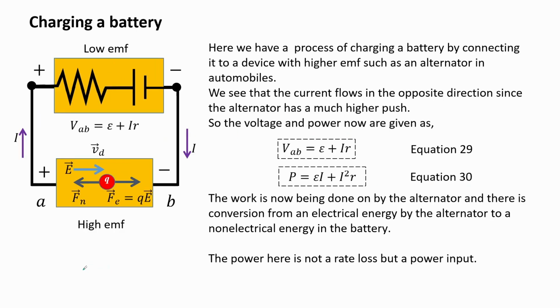Suppose we are charging the battery by connecting it to a device with higher EMF, such as an alternator in automobiles. We see that the current now flows in the opposite direction since the alternator has a much higher push. So the voltage and power now are shown in equation 29 and 30. This is now being done on by the devices, and there is conversion from an electrical energy by the alternator to a non-electrical energy. The power here is not a rate of loss but a power input.